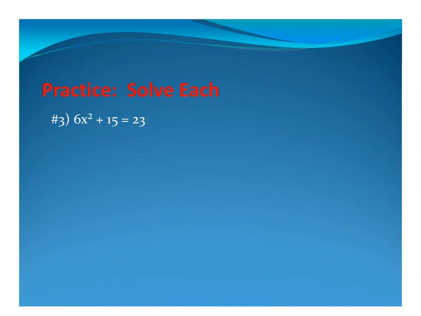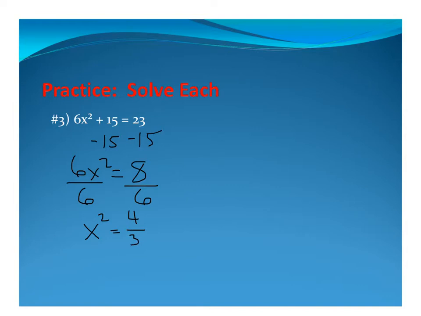Let's try another couple examples here. If I were to subtract 15, I'm going to be left with 6x squared equals 8. If I divide this by 6, I'm left with x squared equals 4 over 3 when I simplify it. Okay, so far so good. Now I'll take the square root of both sides, and I'm left with x equals plus or minus, well, the square root of 4 is 2, over the square root of 3.